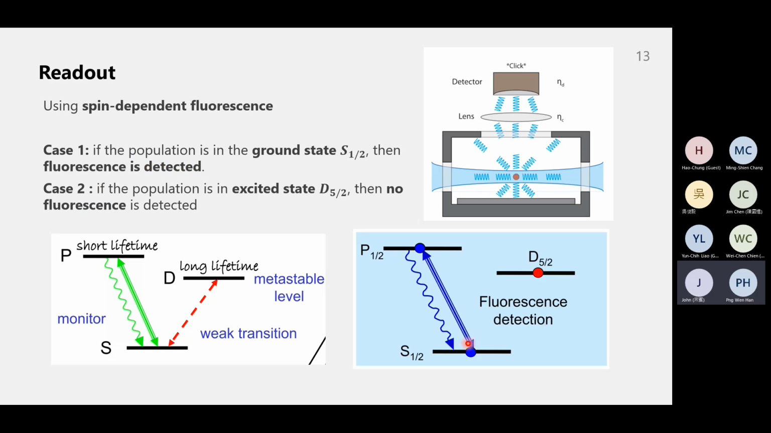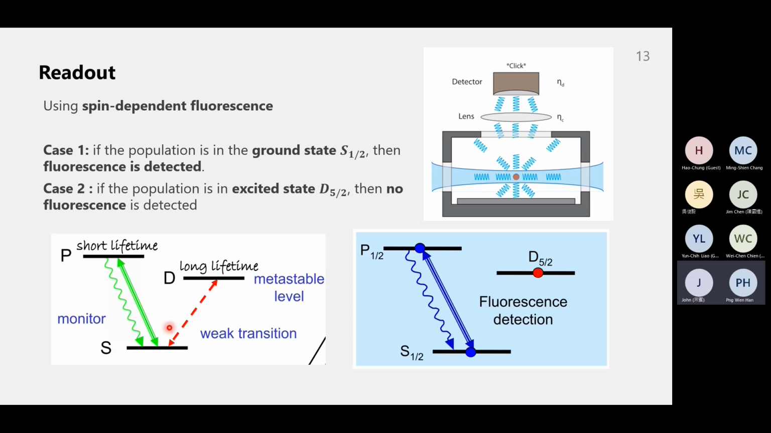Now let's look at the readout. We are using spin-dependent fluorescence. By fluorescence, it means the glowing of the atoms in the dark. So why is it glowing? It's because of spontaneous emission. And by spin-dependent, it means we choose a specific state that will glow, and the other state won't glow.